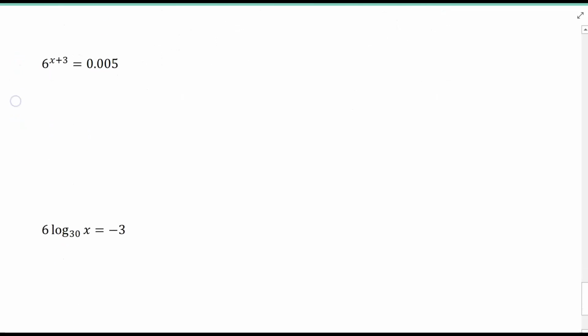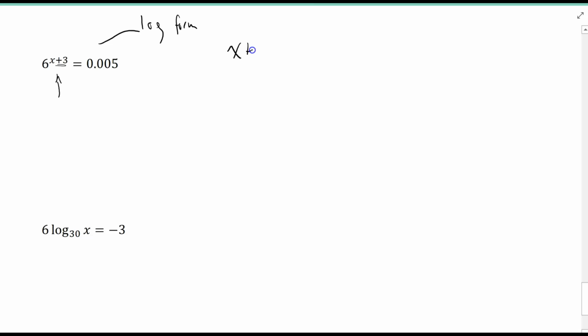Now there are two more for you. Pause the video and try to solve these two. This one is in exponential form with the unknown in the exponent. I'm going to switch to log form.